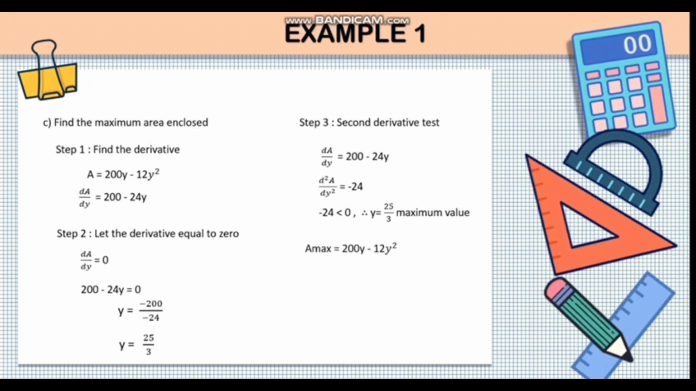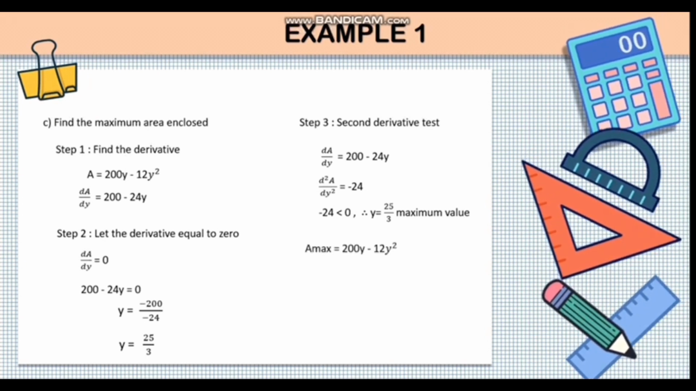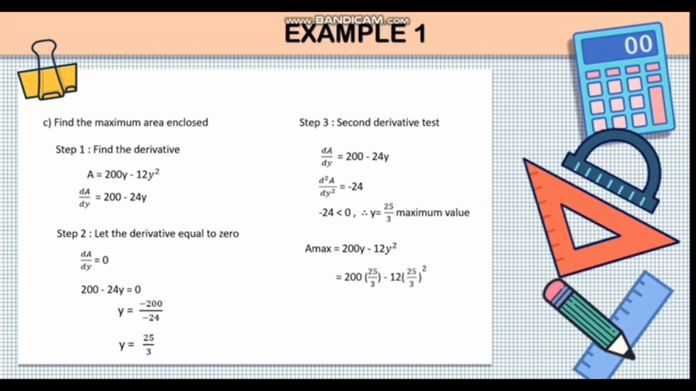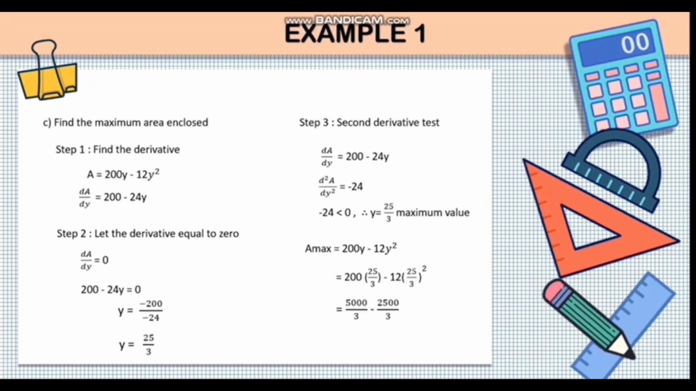After that, A max equals 200y minus 12y squared. Then we will substitute the value of y and simplify, and we will get the answer, which is 2500 over 3.